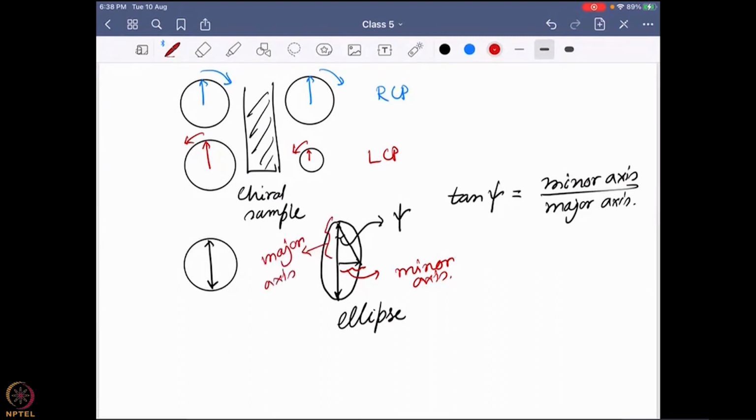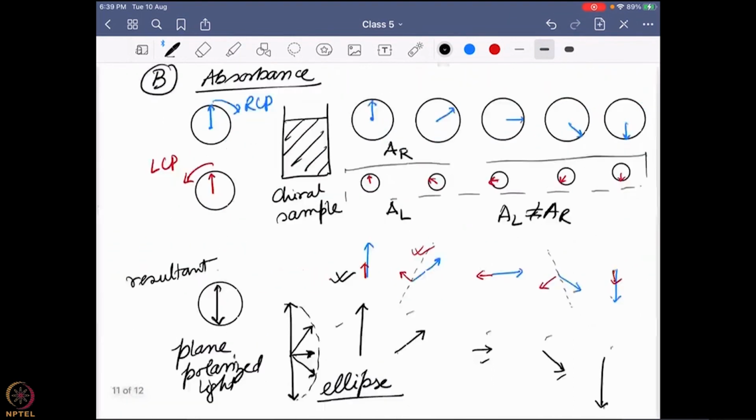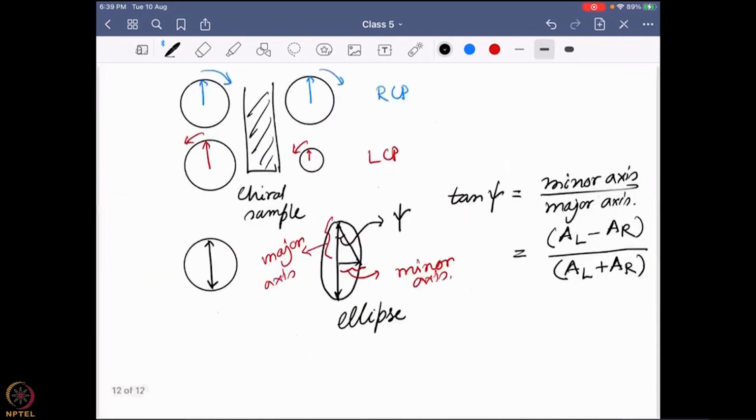So we can write it this way: the minor axis is nothing but AL minus AR, the difference between the absorbances of left hand and right hand circular polarized light. Whereas the major axis is when they are in the same phase, so AL plus AR. Going back over there, this is the major axis because they are on top of each other. So AL plus AR. And this is the minor axis, so this is AL minus AR. Okay. And this is AL plus AR.